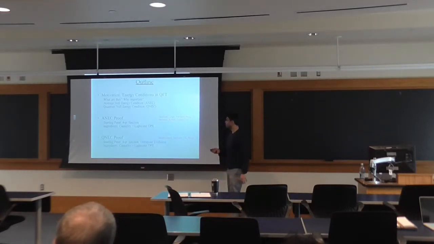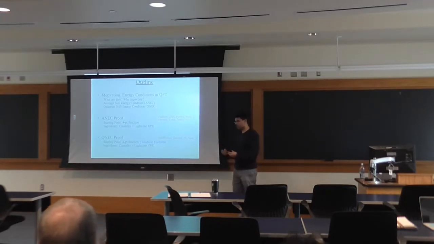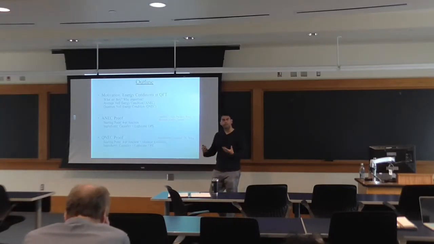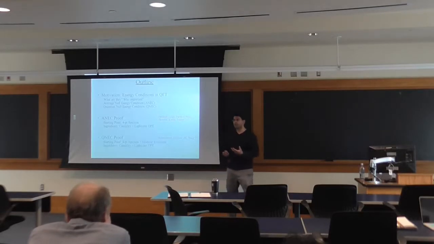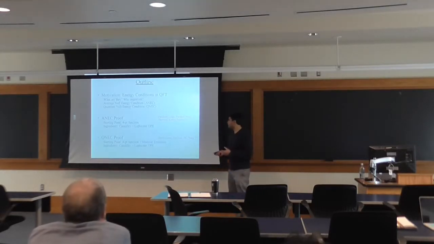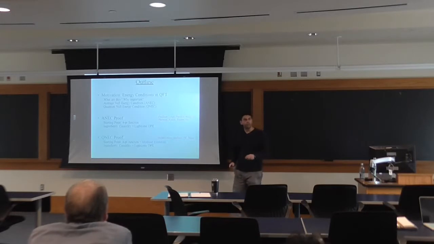And I'm going to start with the average null energy condition and actually spend a decent amount of time on it, because it turns out that if you understand the proof of the ANEC, you're almost halfway there in terms of understanding the proof of the QNEC. And these two proofs are actually intimately related. The punchline is that the main ingredient is causality. Both of these energy conditions follow from causality in quantum field theory.